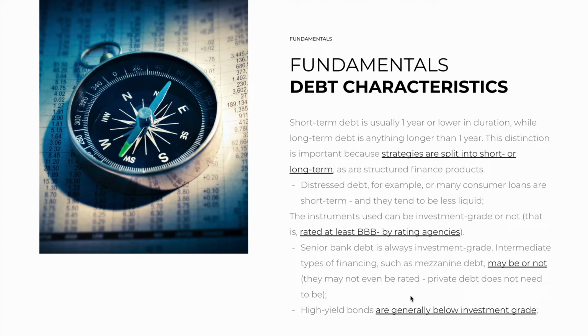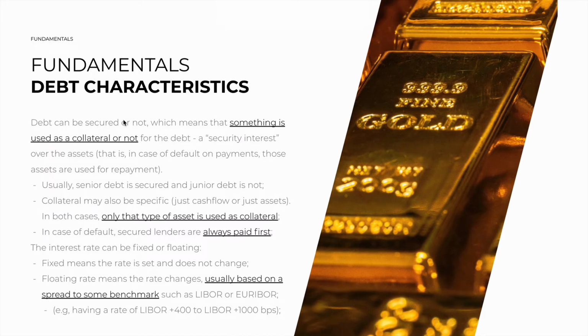And high-yield bonds, also known as junk bonds, are generally below investment grade. So the highest grade is almost always bank debt, then mezzanine debt is somewhere in the middle, and high-yield bonds are always at the bottom. That can be secured or not. Secured means that something is used as a collateral to that debt. Technically, it's called having a security interest over the assets. Or, in layman's terms, in case of defaulting on payments, the lender can use those assets for repayment instead by liquidating them. Usually, naturally, senior debt is secured and junior debt is not.